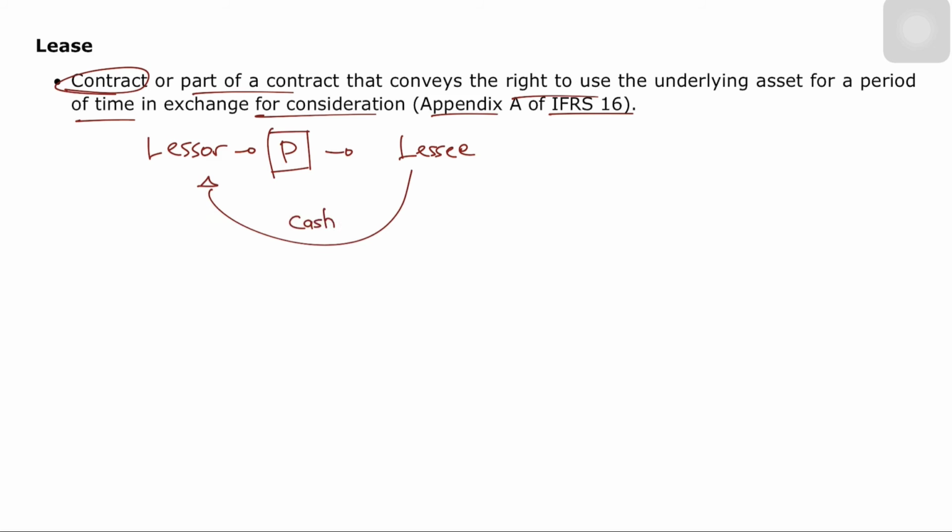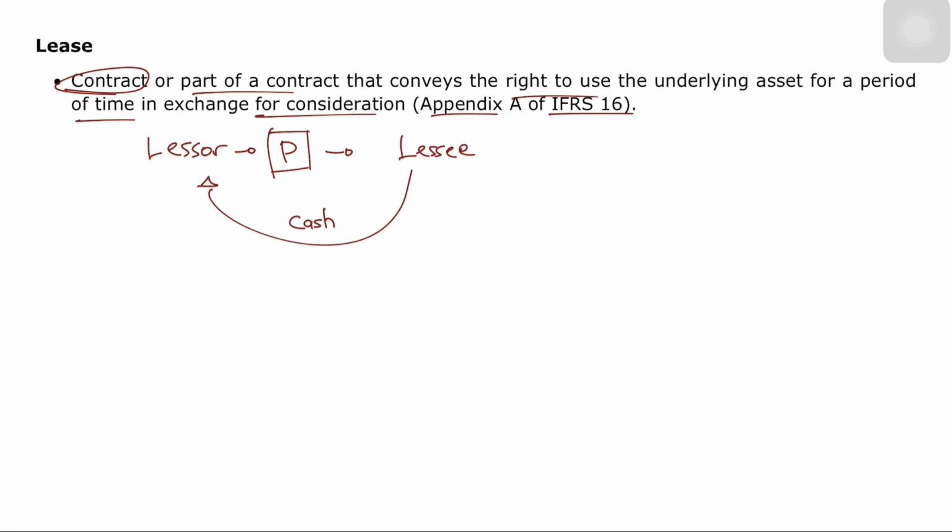Okay? So, sir, para pala yung rent transaction. Well, in form, yes, it is a rent transaction, but later on, papatunayan natin na in substance, it is not just a rent transaction. Okay? So once again, a lease under IFRS 16 is a contract or part of a contract that conveys the right to use the underlying asset for a period of time in exchange for consideration.